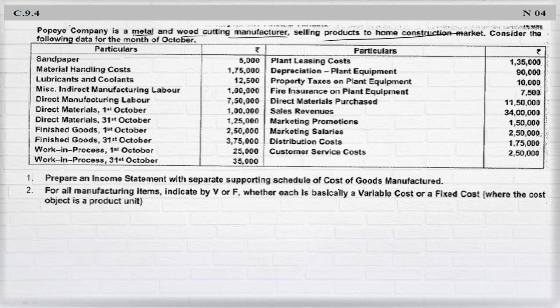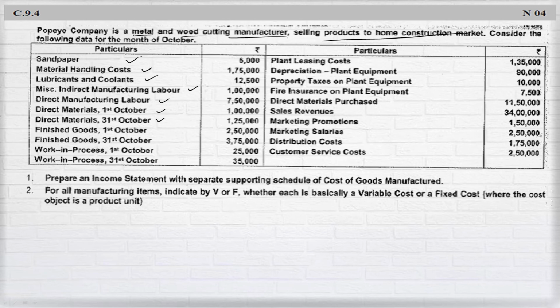So you need to understand the business. Sandpaper might be material for them. Material handling cost, lubricant coolant cost, miscellaneous indirect manufacturing labor, direct manufacturing labor, direct material opening and closing is given, finished goods opening and closing is given, WIP opening and closing is given, plant leasing cost, depreciation plant and equipment, property taxes and plant equipment, fire insurance on plant equipment, direct material purchase, sales revenue, marketing promotions, marketing salaries, distribution cost, customer service cost.